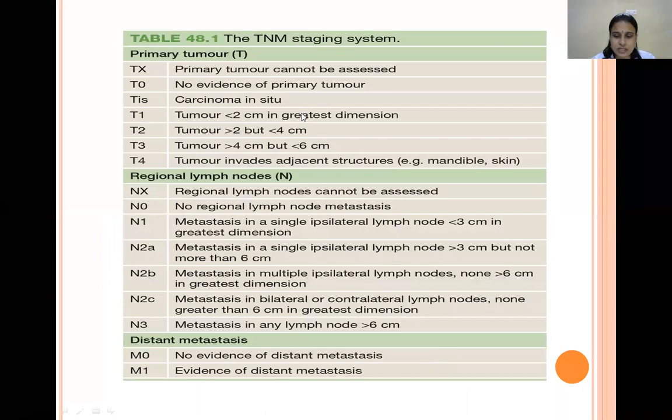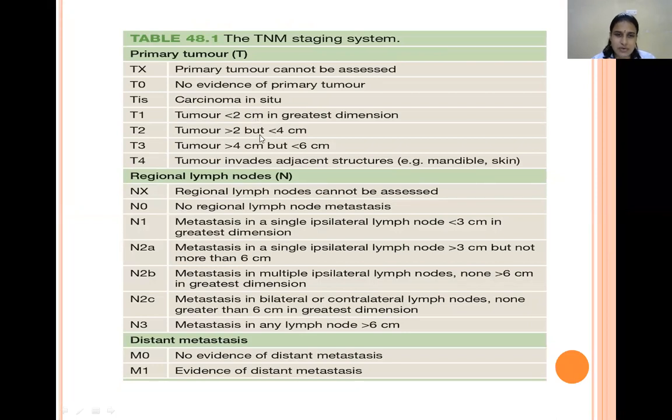TNM staging, already told to you. TX, where the primary tumor cannot be assessed. Tis is carcinoma in situ. T1 is less than 2 centimeters. T2 is 2 to 4 centimeters. T3 is 4 to 6 centimeters. T4 is of any size but involving adjacent structures. T4 is an advanced stage wherein the mandible, the skin, and the buccal mucosa may also be involved.